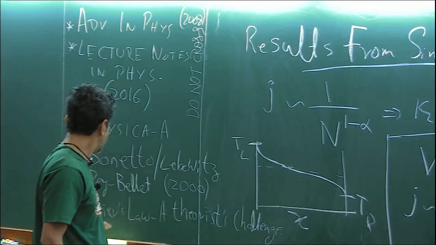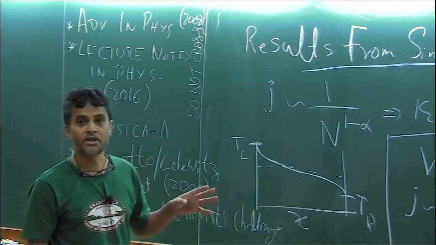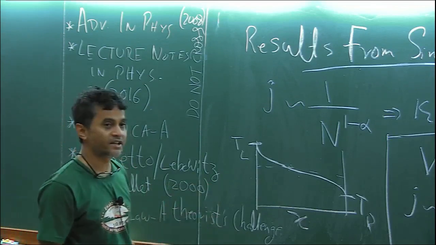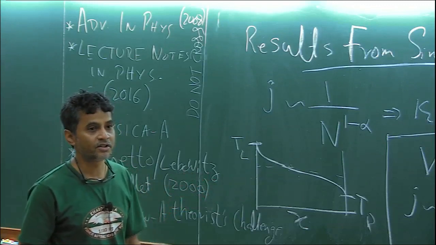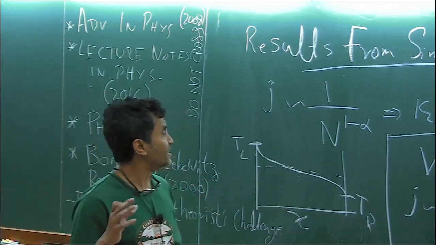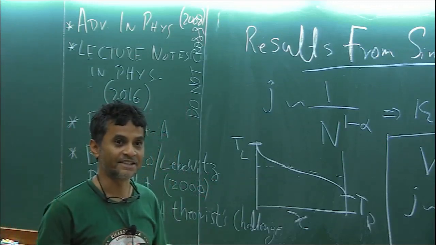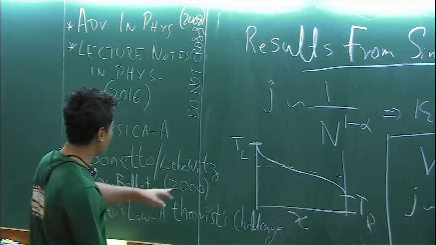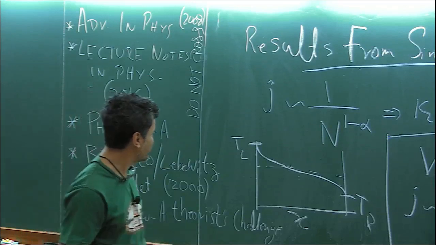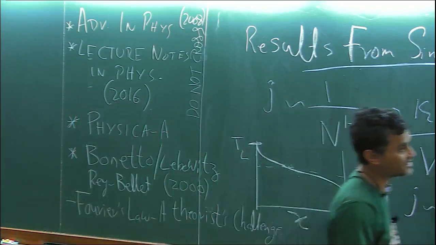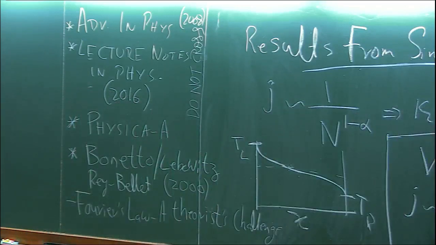The challenge said that if you can show somehow that Fourier's law can be derived from microscopics, then you get a bottle of very good wine. That was 2000, and so far no one has really done this. So it's an open problem. Maybe some of you can do this. Now we start with harmonic systems.